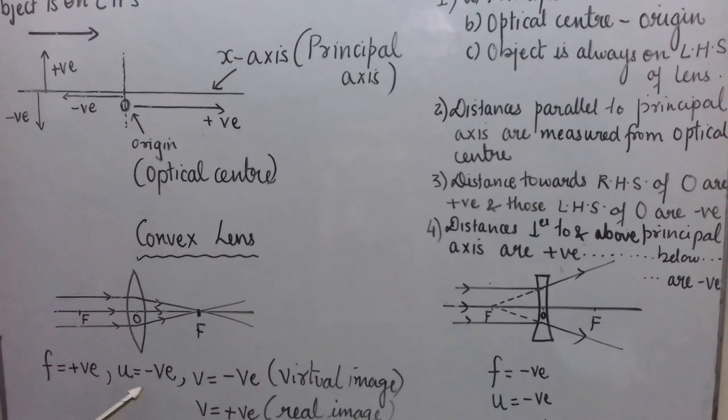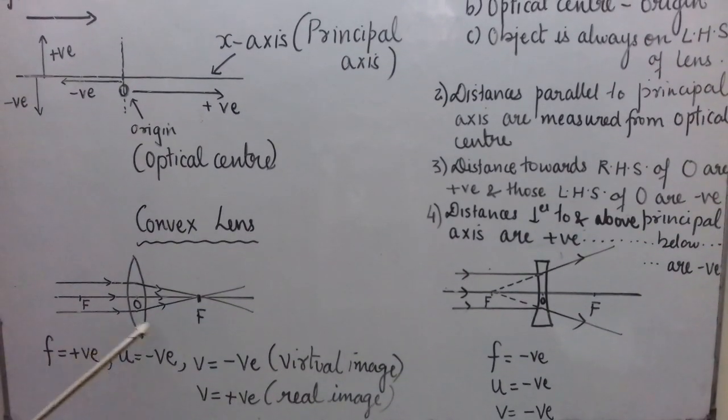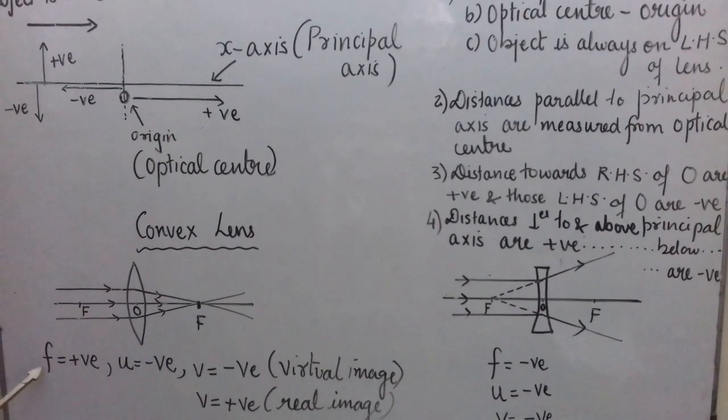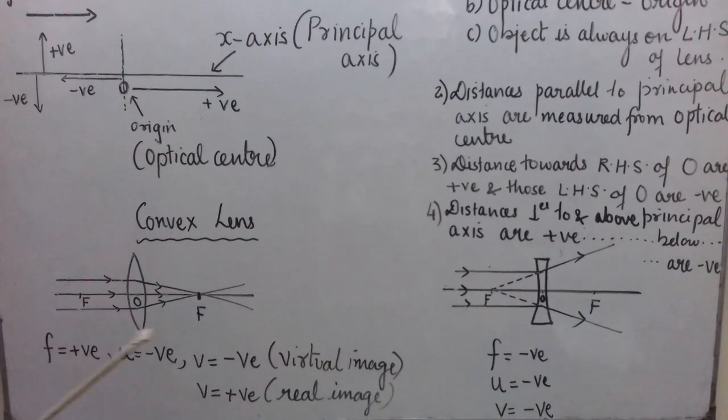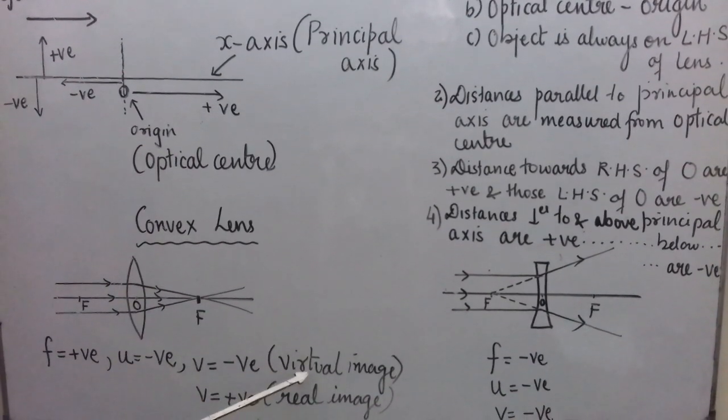So do remember this, it should be in your tips. For U, there is no need to worry because for all the lenses and all the mirrors, U is always negative. For a convex lens, F is positive and V is positive for a real image, negative for a virtual image.